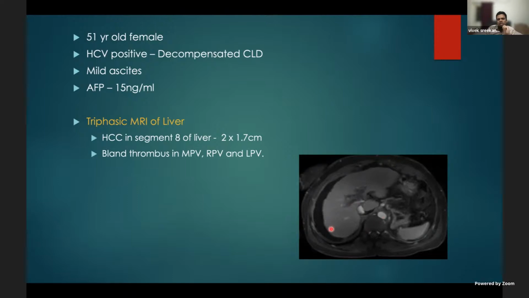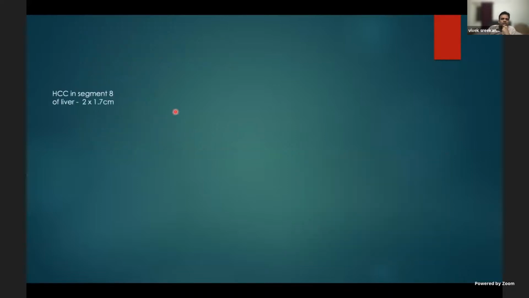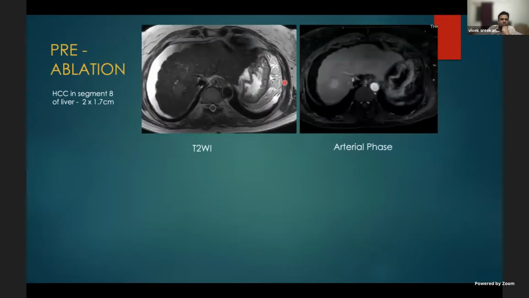And we can also see the ascites which is there. These sort of lesions become a little challenging for us whenever there is ascites, because we expect more bleeding to happen in such cases. So this was the same case where there was an HCC in segment 8, which showed 2 into 1.7 centimeter. According to our guidelines, it comes within the ablation criteria, a solitary lesion less than 3 centimeter. The only challenge was the ascites, which had to be taken care of.